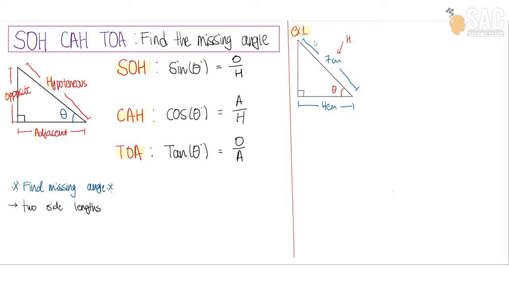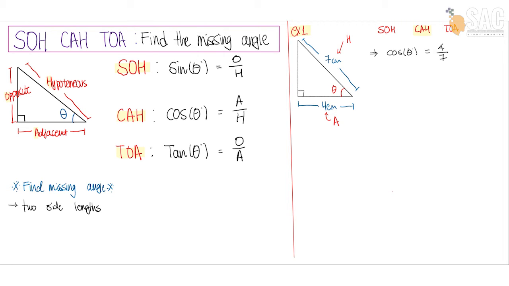Let's label our side lengths first. 7 is the longest side of the right-angled triangle, so it's the hypotenuse H. 4 is right next to our theta, so it's called adjacent A. And look back to your SOHCAHTOA. Which one involves A and H? It's definitely CAH. So let's use the cos ratio. Cos theta equals adjacent over hypotenuse, so 4 over 7.